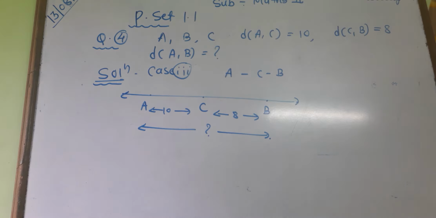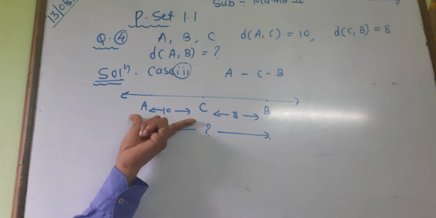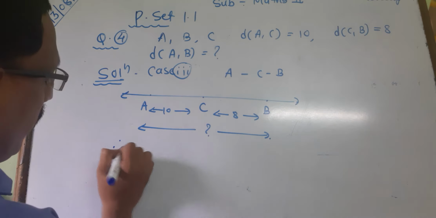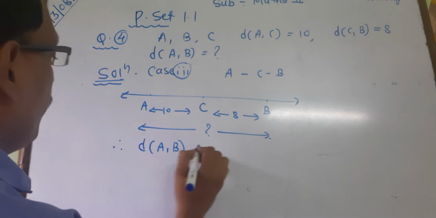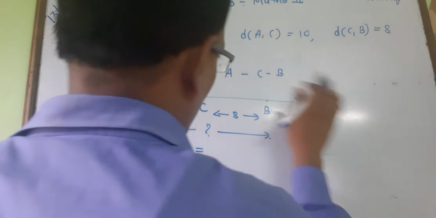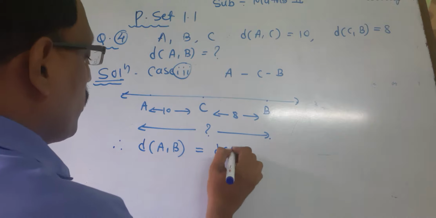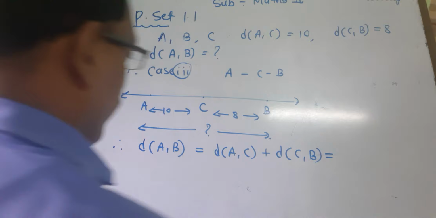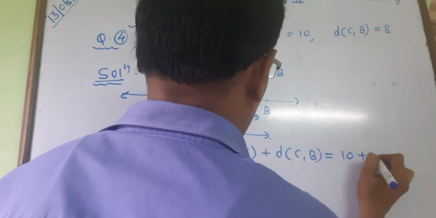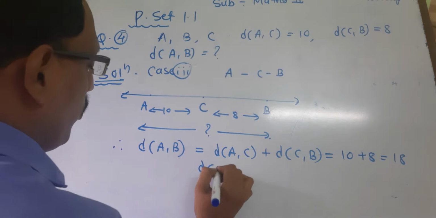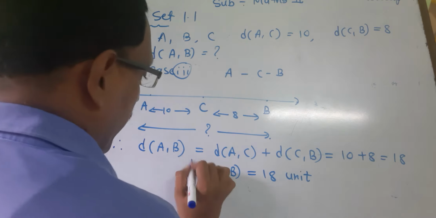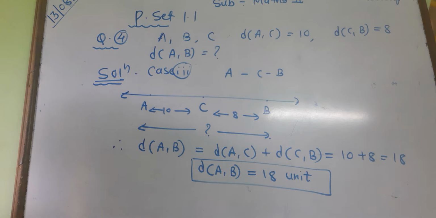How? Here the distance between A and B is nothing but the sum of the distance between A and C and the distance between B and C. Correct? So here I can write distance between A and B, and betweenness we should mention here, already mentioned, is equal to distance between A and C plus distance between C and B. A and C is 10 plus 8 is equal to 18. So the distance between A and B is equal to 18. So here students, in this case we are also getting the correct answer.